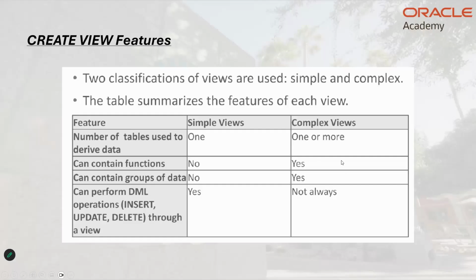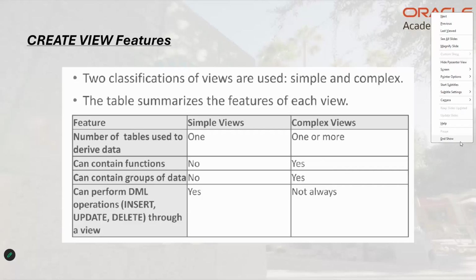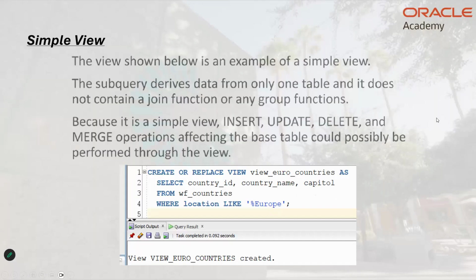A complex view is usually one or more tables. It will contain functions and it contains groups of data. So now you're getting a little more complex. And usually with complex views, you're not running any insert, update, or delete. It's only for the purpose of bringing that data so it can be used for reporting or any other types of display scenarios. All right.